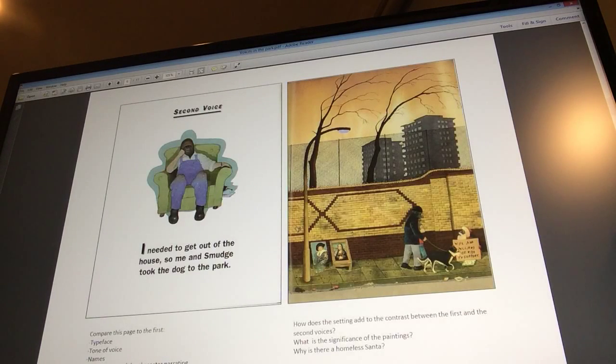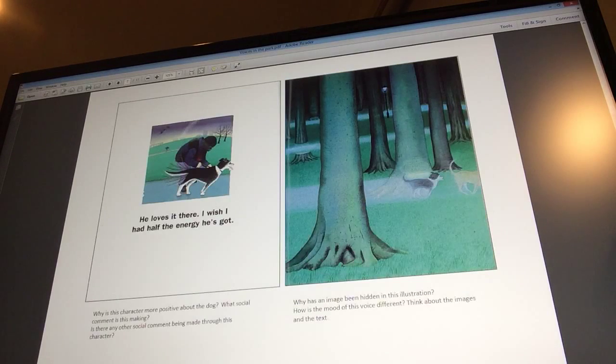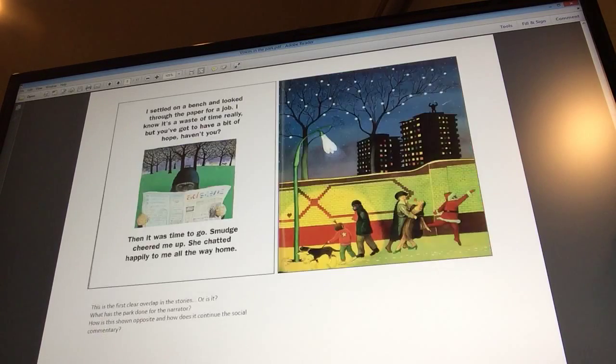Second voice. I need to get out of the house. So me and Smudge took the dog to the park. He loves it there. I wish I had half the energy he's got. I settled on a bench and looked through the paper for a job. I know it's a waste of time really, but you've got to have a bit of hope, haven't you? Then it was time to go. Smudge cheered me up. She chatted happily to me all the way home.